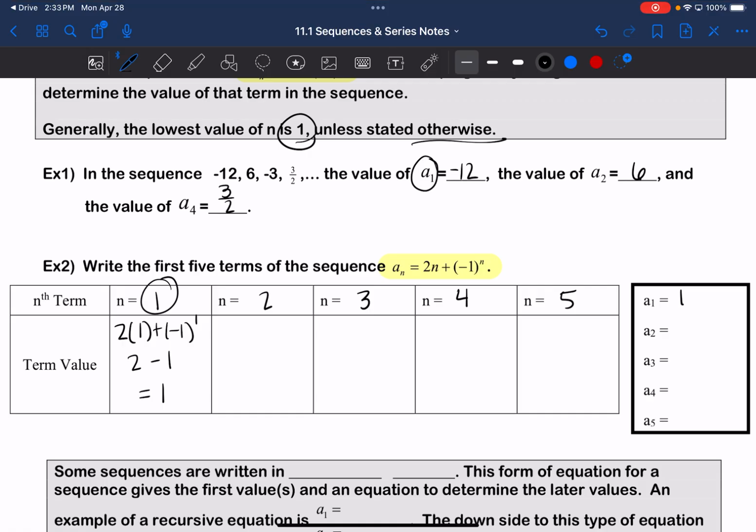I would do the exact same thing to find the second term, but instead of the number 1, I would now be plugging in the number 2, right? So I'd have 2 times 2 plus -1 to the second power. Anywhere there's the letter n, I plug in the number 2. So I simplify. Here I'd have 4 plus 1, right? Because when I square a -1, I get a positive. So this one would be 5. So the second term of my sequence should be 5.